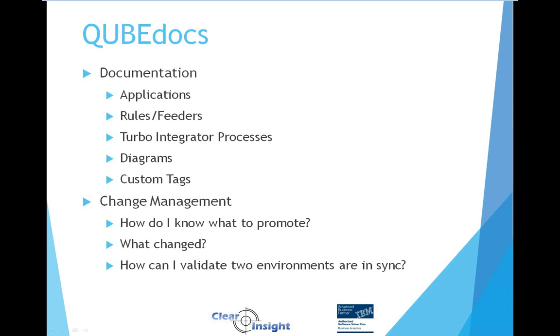CubeDocs is a really good fit for this kind of thing because it does documentation of the application, the rules and feeders, the TI processes. It has really nice diagrams, and it has custom text. So if there's certain things you want to add in there to make sure that folks are aware of special cases, boundary conditions, design decisions that may have been made, you can put that into the custom tags, and those are salient points that are shown up for the user to make sure they know what's going on.